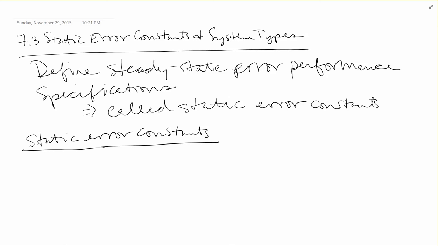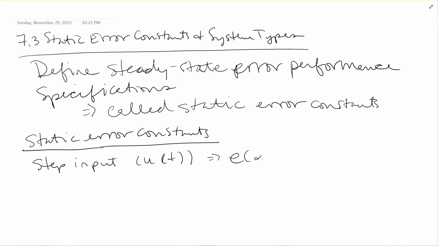All right, so we're going to start with step input. Remember, we had three different test inputs. We had a step, a ramp, and then a parabolic. So we'll talk about each one today. So for a step input, let's just say we have u of t.